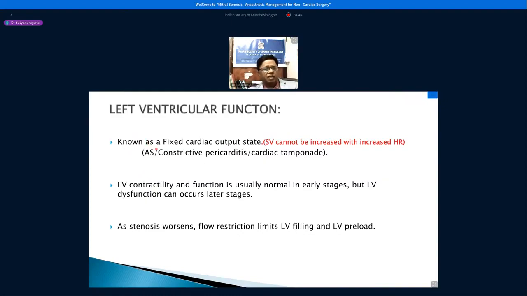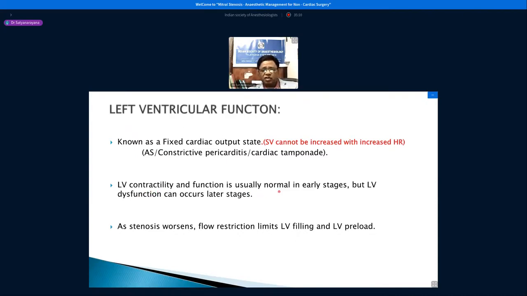This left ventricle in mitral stenosis is known as a fixed cardiac output state, that is, stroke volume cannot be increased with increased heart rate. For your interest, the other conditions where you find these fixed cardiac output states are aortic stenosis, constrictive pericarditis, and cardiac tamponade. So how does this left ventricular dysfunction take place as the disease progresses? Let us see.